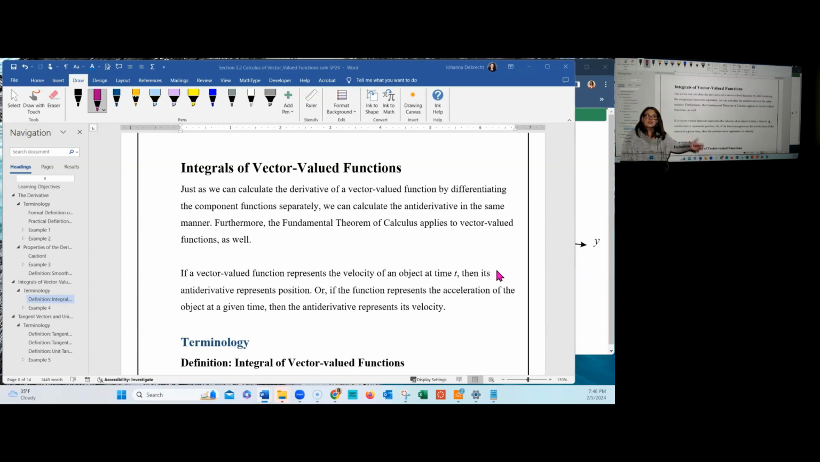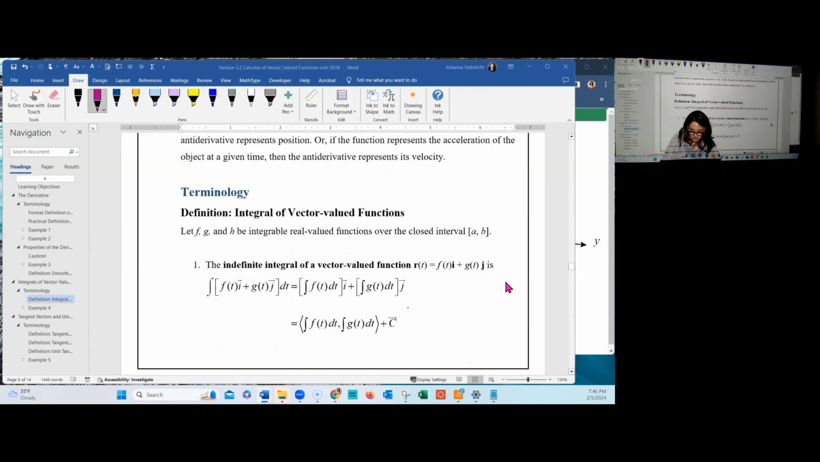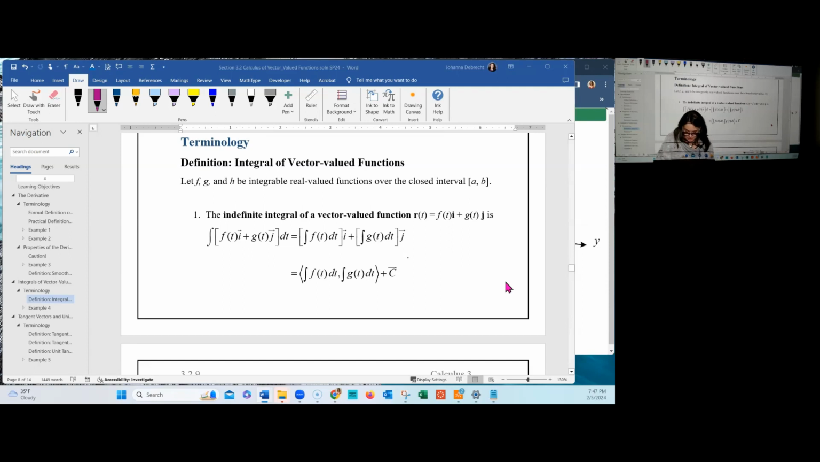The derivative of position is velocity. The antiderivative of velocity is position. Let's now take a look at the definition of the integral of a vector valued function. So we're going to start in the two-dimensional case with a two-dimensional vector valued function, r of t, given by f of t in the i hat direction and g of t in the j hat direction. In order to integrate this vector valued function, we integrate the real valued function in the component that is in the i hat direction, f of t dt, and leave it in the i hat component.